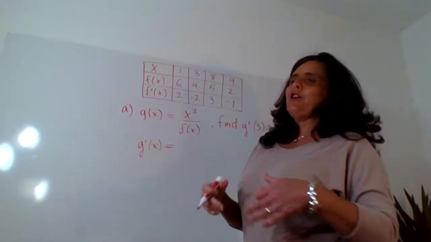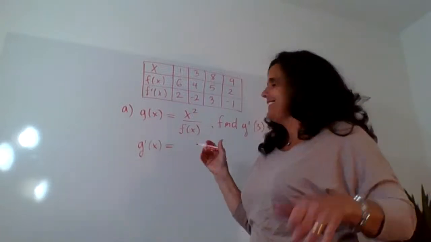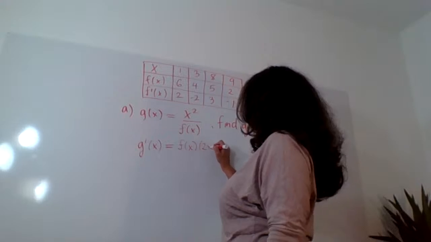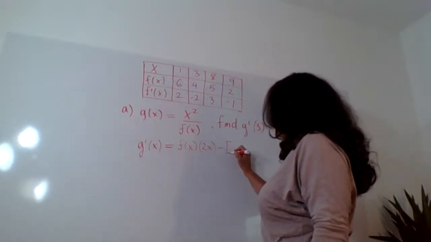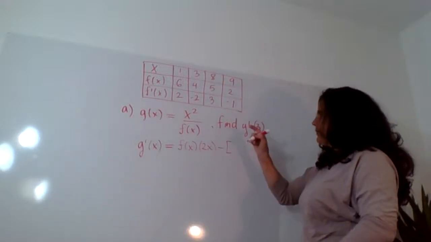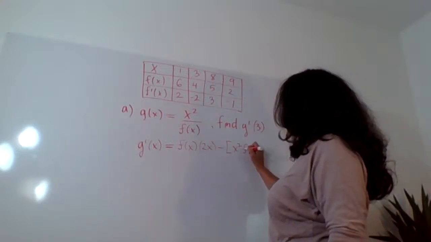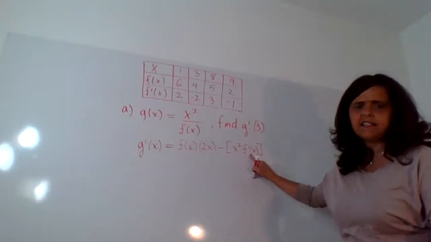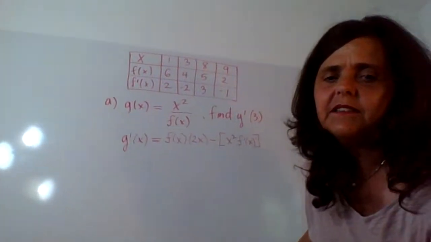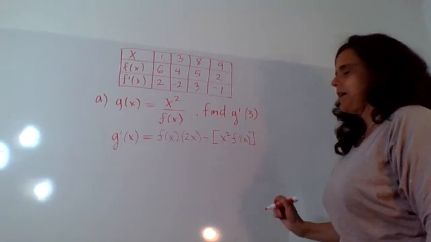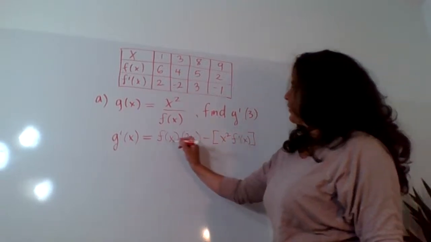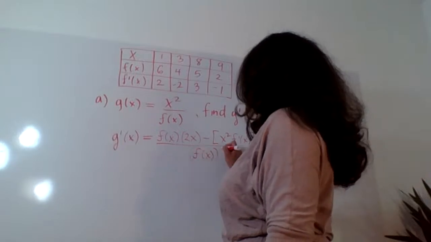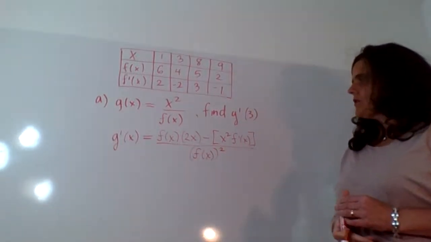So we're going to do low d high minus high d low. So it's going to be f of x low d high would be 2x, derivative of the top, minus high d low would be x squared times the derivative of the low, which is the denominator. So that's going to be times f prime of x here. Let me try to get a better. Here we go. Okay. And then from there, it's all over low, which would be all over f of x squared. Okay, so that's our quotient rule.